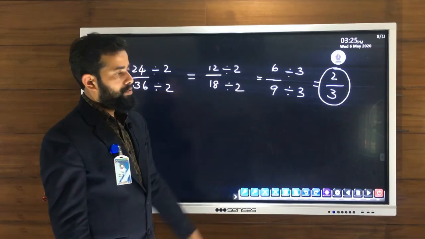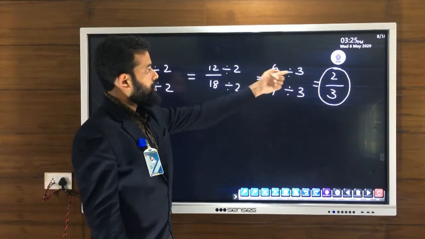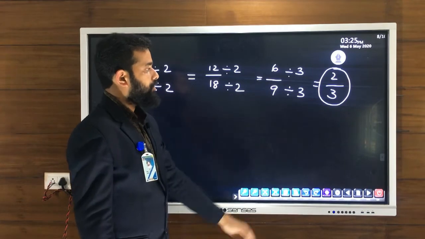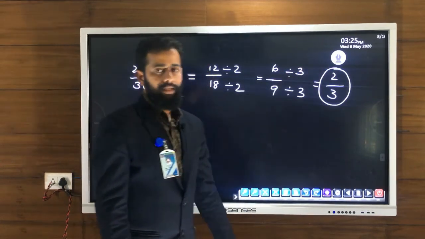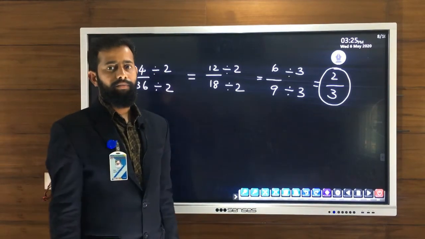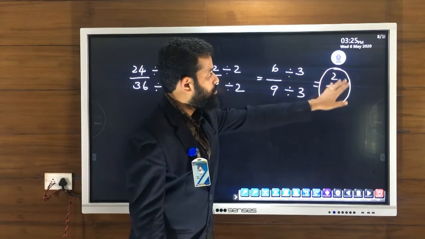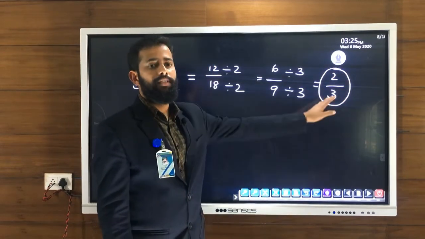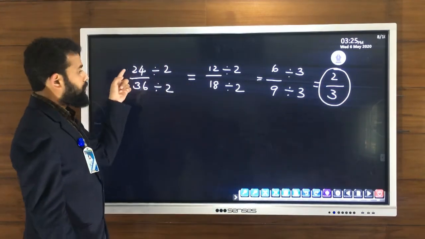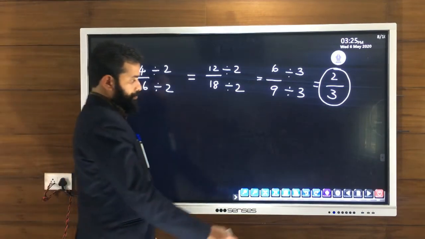Again 6 and 9 both have a common factor other than 1, that is 3. So, 6 divided by 3 and 9 divided by 3 equals 2 by 3. Then 2 and 3 have no other common factors, only 1 is the common factor. So, this rational number 2 by 3 is the standard form or lowest form of 24 divided by 36.